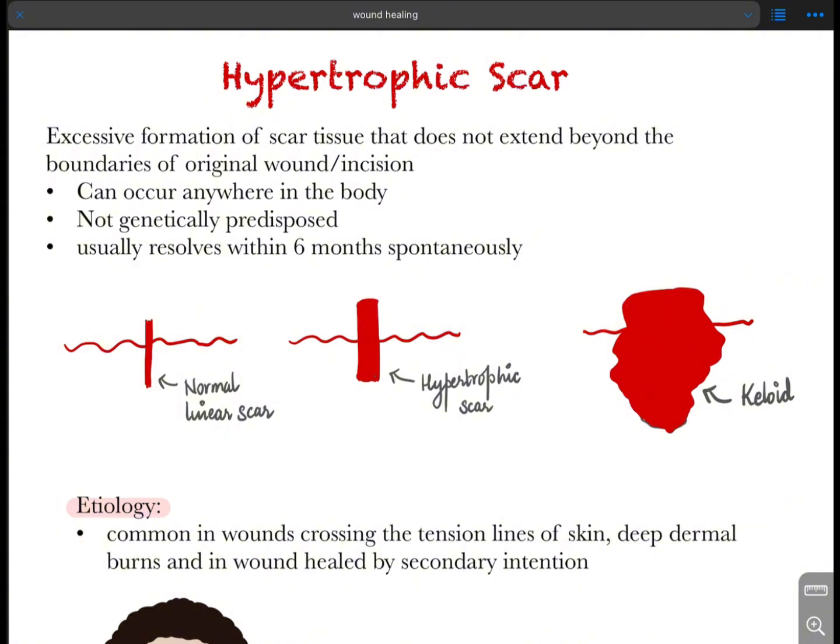Whereas in this diagram, we can see that if this is a normal wound, then the scar has extended much beyond the boundaries of the normal wound. So this is keloid. Hypertrophic scar can occur anywhere in the body, so there is no peculiar site where it occurs, and it is not genetically predisposed, unlike keloids. And they usually resolve within 6 months spontaneously.